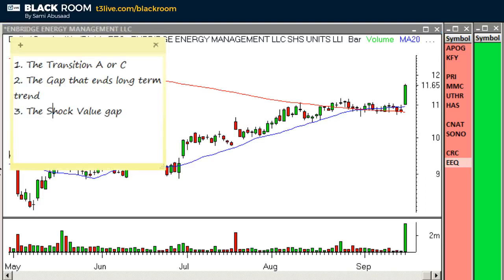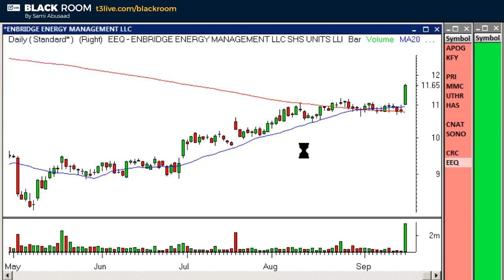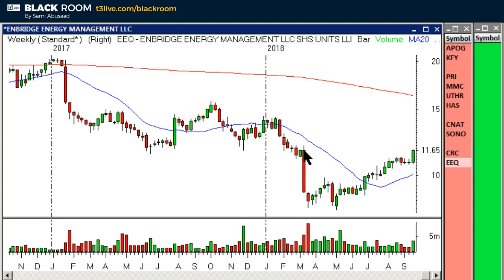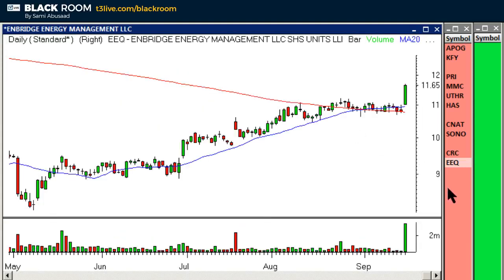So the fourth type, again, number four, is the gap that ignites or triggers a pattern, triggers a buy setup or a breakout pattern. That, or obviously if it's a gap down, it triggers a sell setup or a breakdown pattern. The EEQ was especially good because it was also transition A, sort of, on the weekly chart. So this was really excellent as well. So those are my favorite gap patterns of all time.